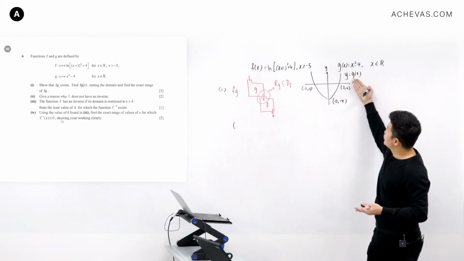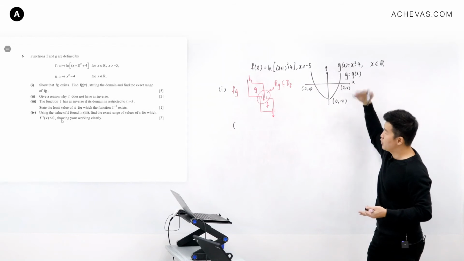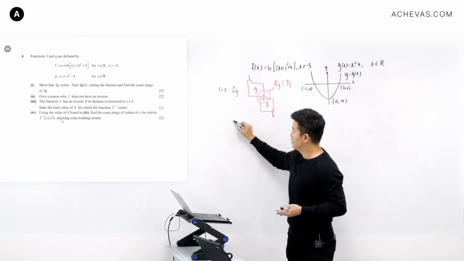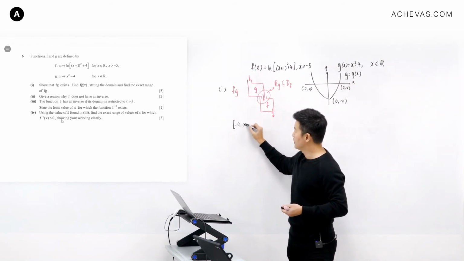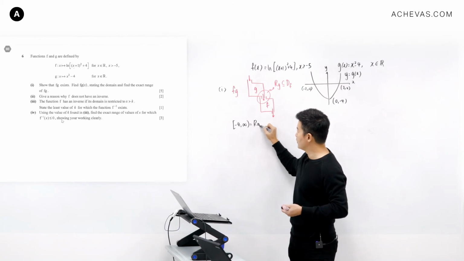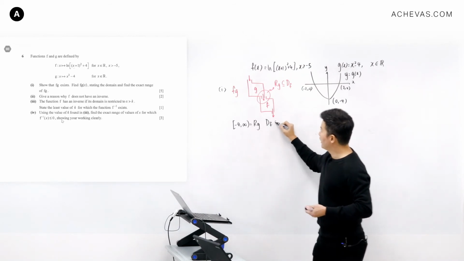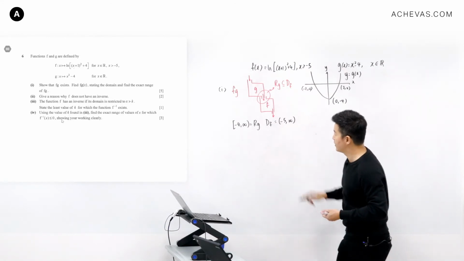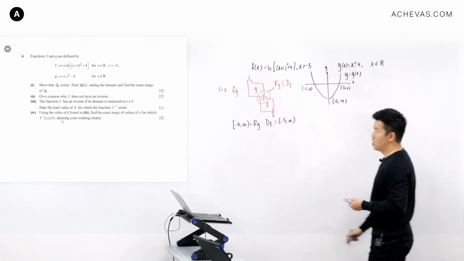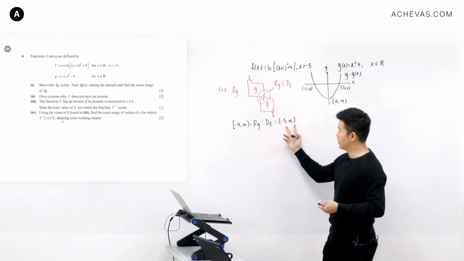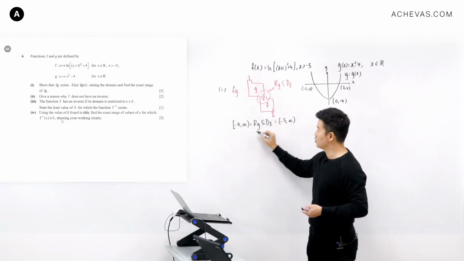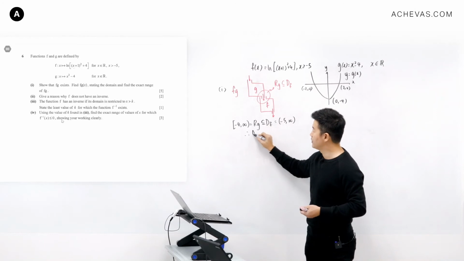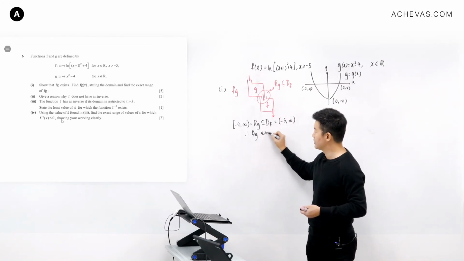And what is the range of g? The range of g is going to be from -4 all the way until infinity. This is going to be the range of g. And what is the domain of f? The domain of f is from -5, but not inclusive of -5, all the way until infinity. All the numbers here can go into -5 to infinity, so this is going to be a subset. Therefore, the composite function fg exists.